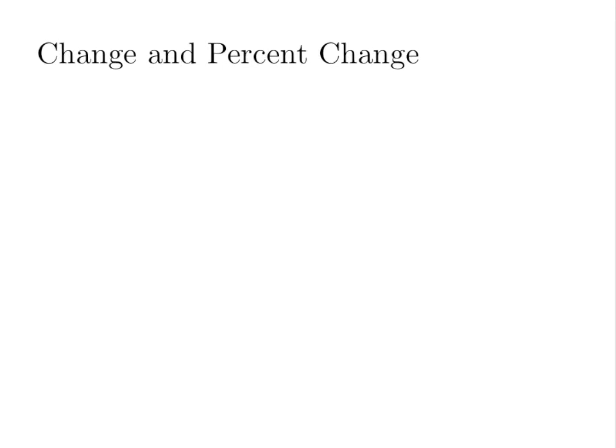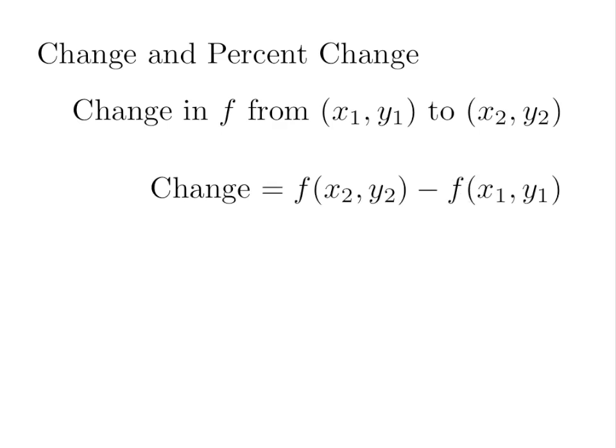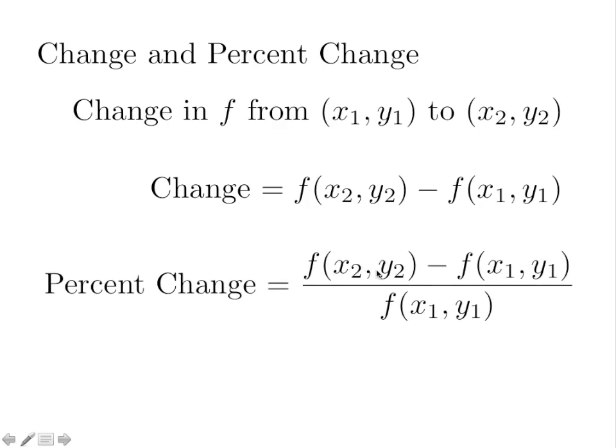Next, we talk about change and percent change. If we have change in f from x1, y1 to x2, y2, the formula for change is f of x2, y2 minus f of x1, y1. This is a function of two variables x, y, so that's why you have f of x2, y2 minus f of x1, y1. You can think of this change as the new value minus the old value. For the percent change, I have the formula f of x2, y2 minus f of x1, y1 over f of x1, y1, or new value minus old value divided by the old value.